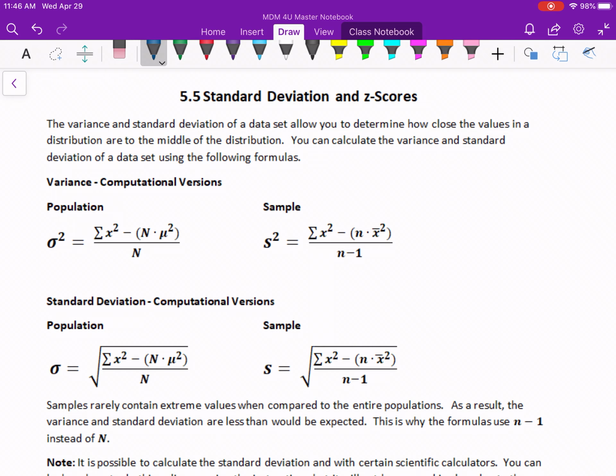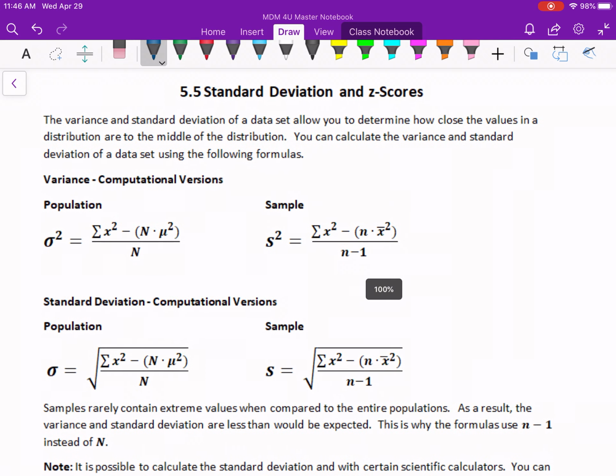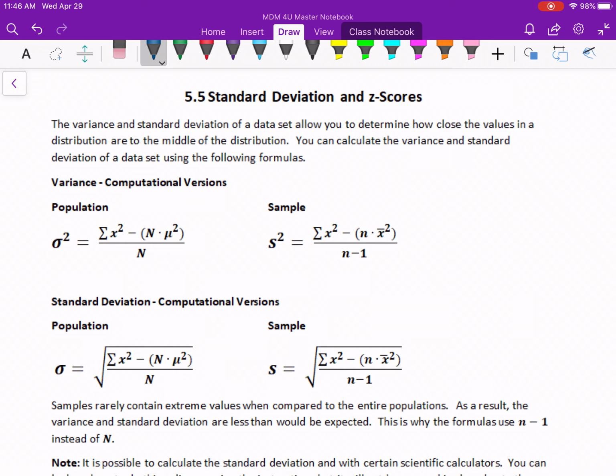And then we're going to see how that ties into something called a Z-score, which we're going to come back and look at again later in this course as well. So let's look at what standard deviation and variance are to begin with.